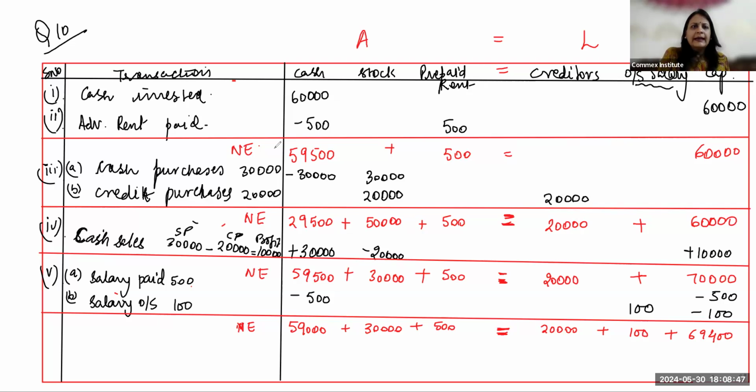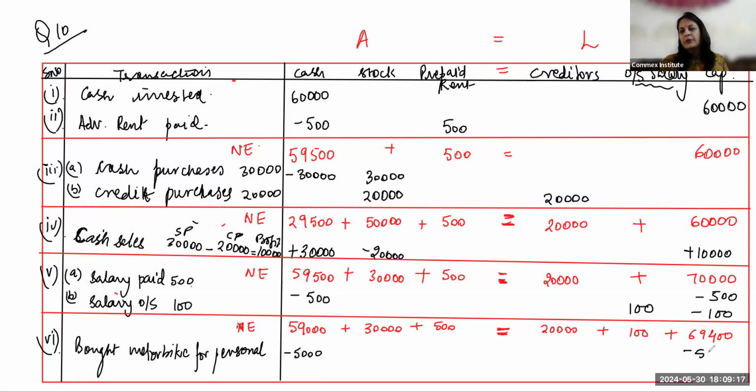Okay, fine. And so last transaction, 6th one, is bought motorcycle for personal use. Bought motorbike for personal use. So whenever it is personal use, of course, it is drawings. So deducted from the capital because the payment has been made from the firm's bank account, the cash, 5,000. And the capital will reduce because it is drawings. Okay, so this is drawings basically.